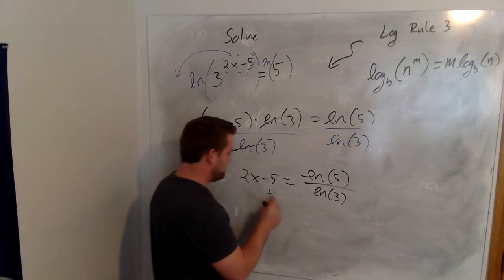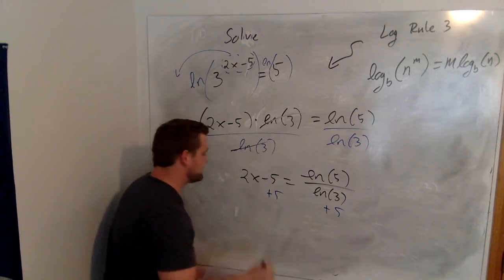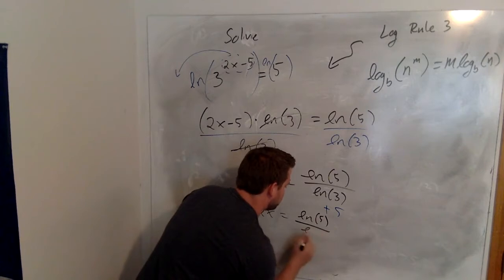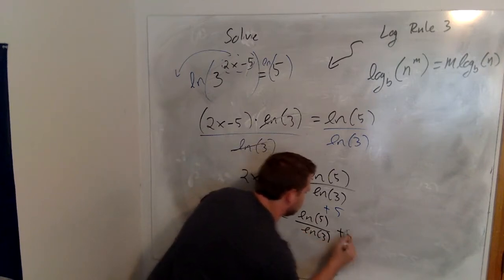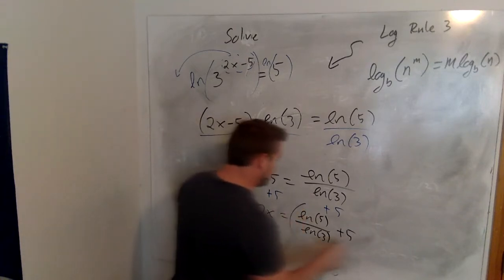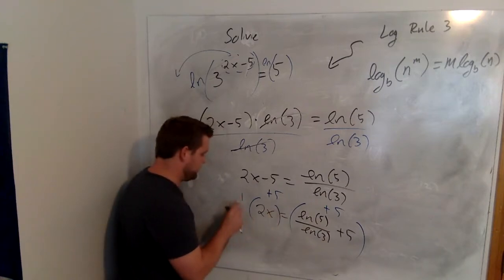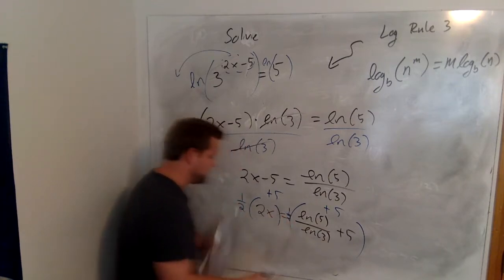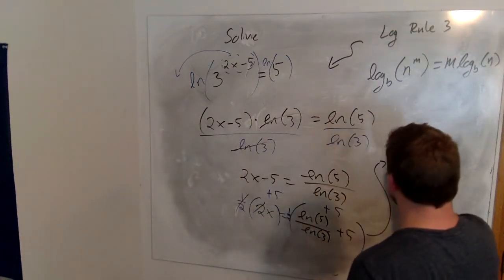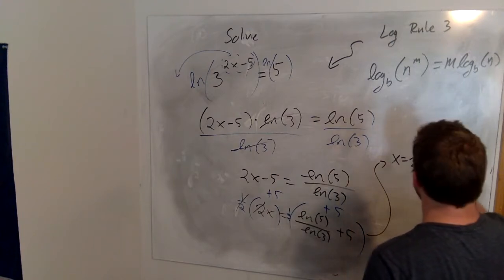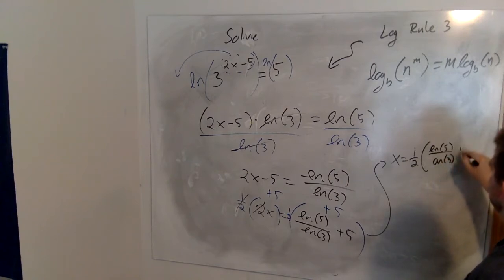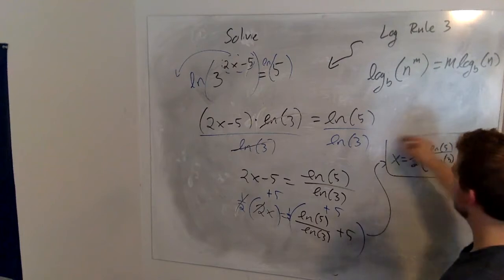We can add 5 to both sides. So we'll get that 2x is equal to the natural log of 5 over the natural log of 3 plus 5. From here you could divide both sides by 2 if you'd like. Instead of dividing by 2, I'm going to multiply by 1/2, just so my answer looks prettier. So x is equivalent to 1/2 times the natural log of 5 over the natural log of 3 plus 5. And here, we have our answer.